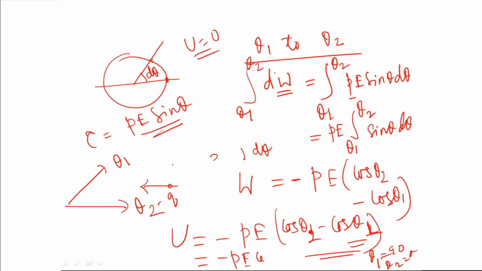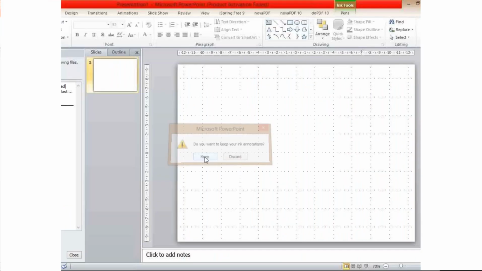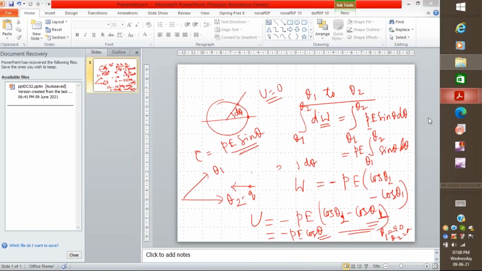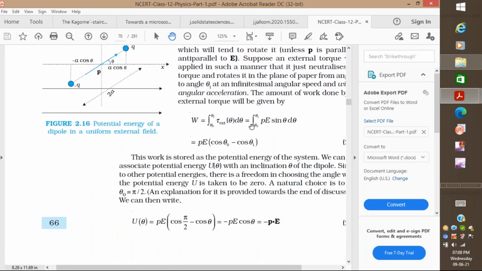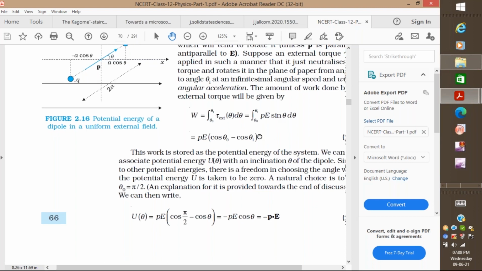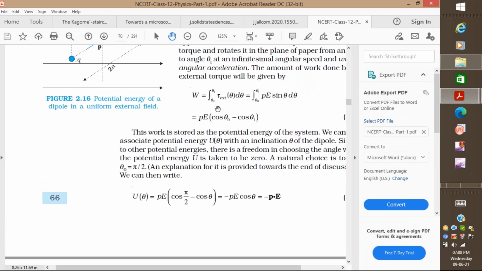Look, the same thing is done in your book. So this is the thing they have done. Instead of theta 1 and theta 2, they have taken in this book theta 0 and theta 1. See here the external torque means you have to overcome the torque so that you can rotate it. That's why they have written external torque. So that external torque has to be exactly equal to the torque over here, that is P sin theta. And look, see the limit they have taken, theta 0 to theta 1. So that's how they get this. And then they say the work is stored as the potential energy of the system.